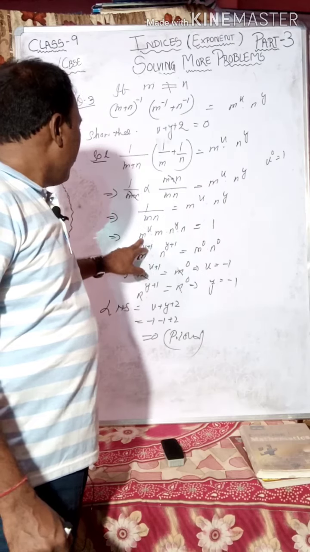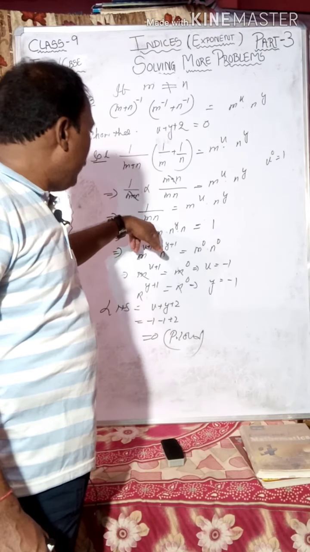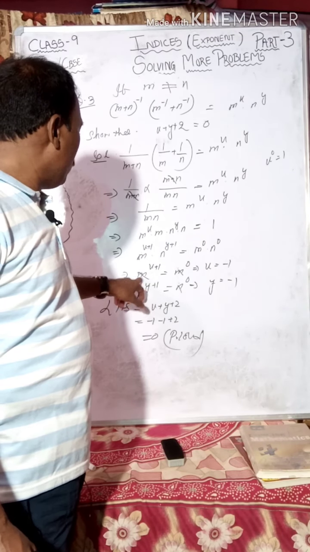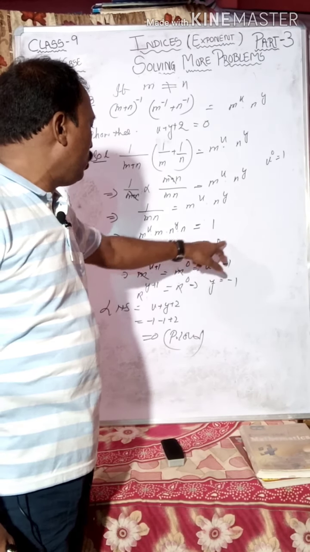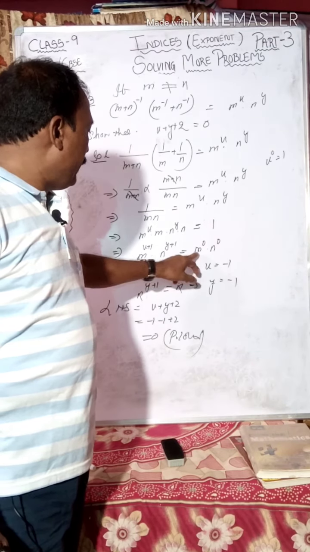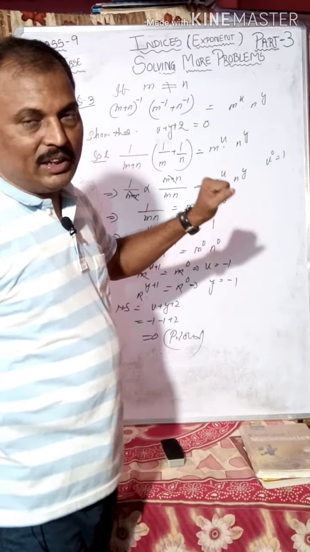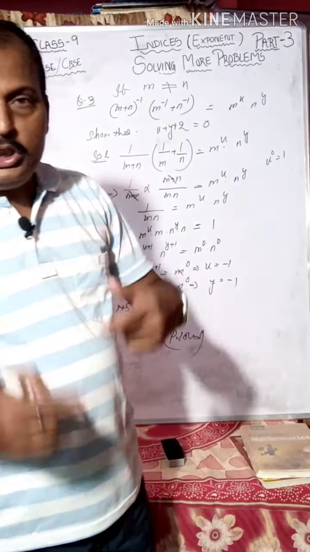Then the denominator is multiplied to the other side. Now the result will be, in the place of 1 we write m to the power 0 into n to the power 0. So m factor equal to m factor, this exponential factor is equal to this exponential factor. That's why x plus y plus 2 is equal to 0, which is proved.